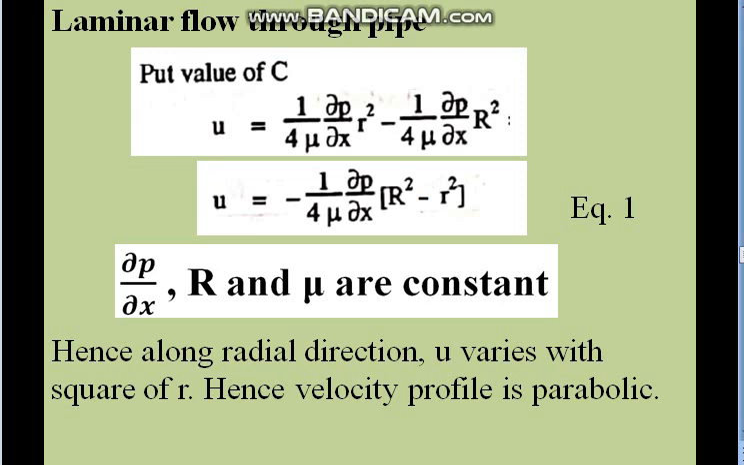So if you observe this equation, you will see that del p by del x is constant, capital R is constant, and mu is also constant. So basically the velocity u at any location r from the center line varies with the square of the radius small r. So it is parabolic in nature. So if we plot this velocity in the longitudinal section of the pipe, we will find it as a parabola.